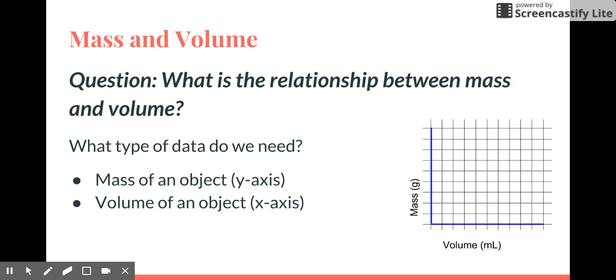So the question is this: what is the relationship between the mass of an object and its volume? To investigate this, we need the mass of the object, which we're going to graph on the y-axis, and the volume of an object, which we're going to graph on the x-axis.